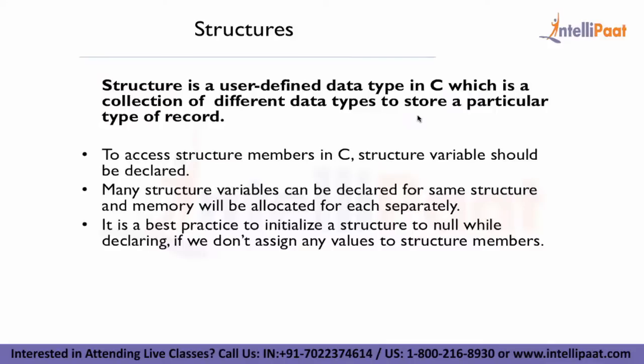Let's continue. To access a structure member in C, a structure variable should be declared. So we should declare a structure variable. We'll see how to do that. Many structure variables can be declared for the same structure, and memory will be allocated to each separately. So we just need to define a structure that we will be using, and we can use n number of structure variables, and the memory for each structure variable will be allocated separately. And also it is a best practice to initialize a structure to null while declaring if not assigned any value to the structure member. So if we are not using any structure variable, it's always good to initialize it to null so that it won't be having any garbage value.